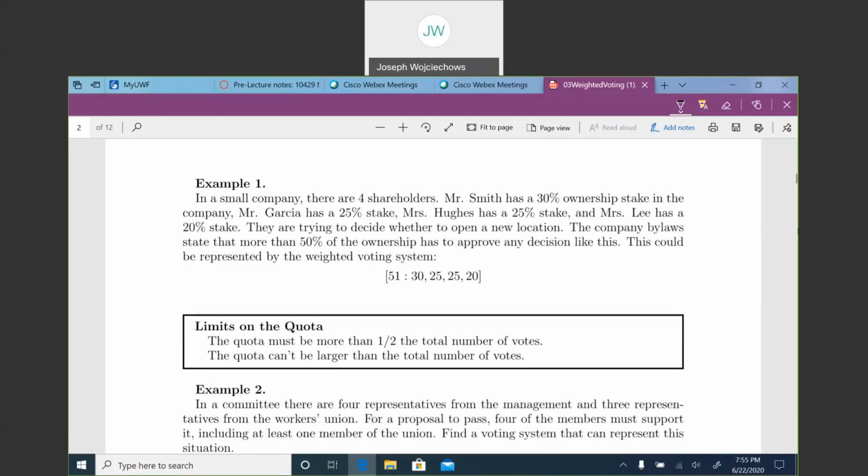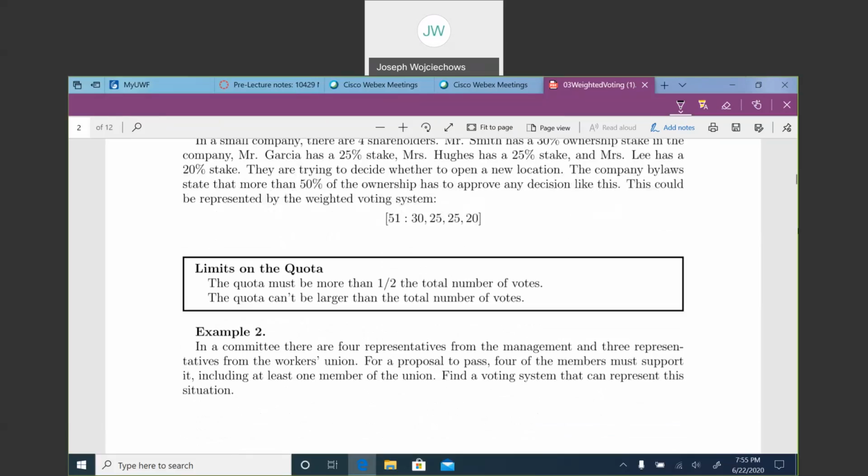This could be represented by the weighted voting system. The quota would be 51, which is more than half of the 100. And then here are the 4 weights of the 4 players. The limits on the quota: the quota must be more than 1/2 the total number of votes, which makes sense. You have to have a majority to win, at least. The quota can't be larger than the total number of votes. How can you get more than the number of votes available?